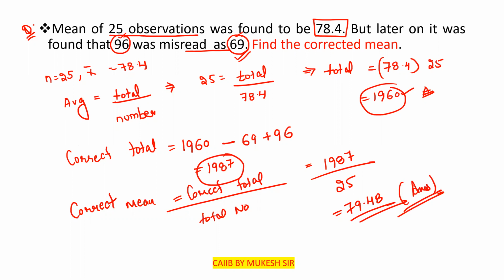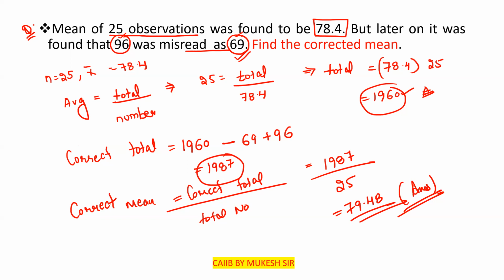So please tell fast now, is this question clear to all of you? Just what they say is that the mean of 25 observations was found to be 78.4, but later on it was observed that the actual number was 96 but it was taken as 69. So we have to subtract 69 from that and add 96 in that. After that, in the end, we have to calculate the correct mean.